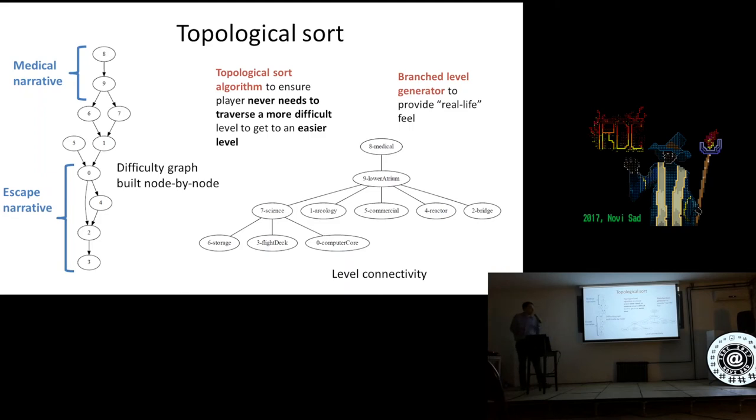level afterwards. And that influences the algorithm I use to build this tree, so that, for example, in this example, it's not particularly exciting, but you can see that the bridge, the reactor, and the computer core are arranged in such a way that you don't need to go through a more difficult one to get to an easier one. Okay, and that's the same for every other quest in the game as well. They all contribute to building this big graph.